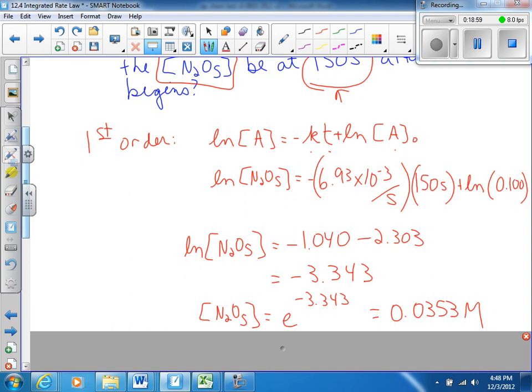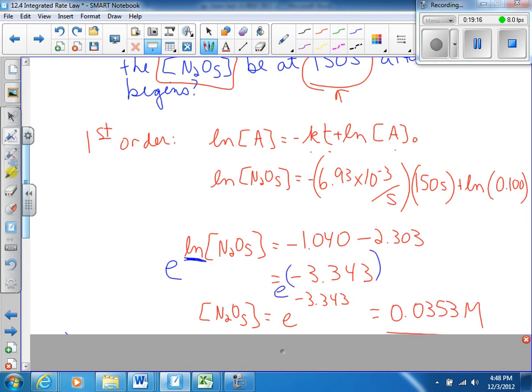Now here's a trick. Right here. This is what some students don't quite understand. The inverse of log is the exponential. I have to do e to a logarithm to solve this. And when I do e to the ln of x, I get back x. So when I do e raised to the negative 3.343, I get my concentration.